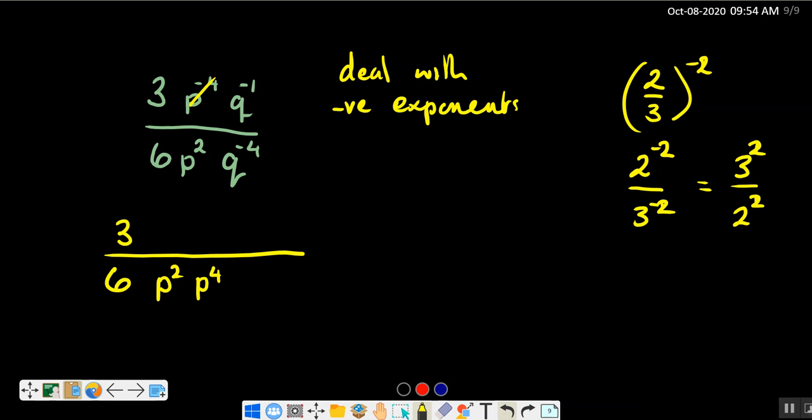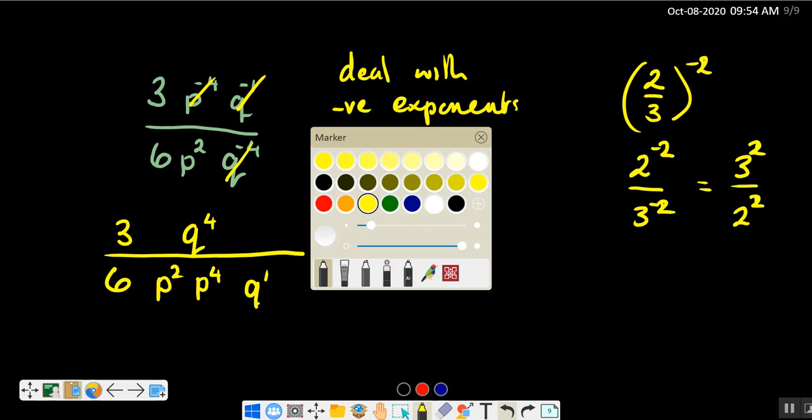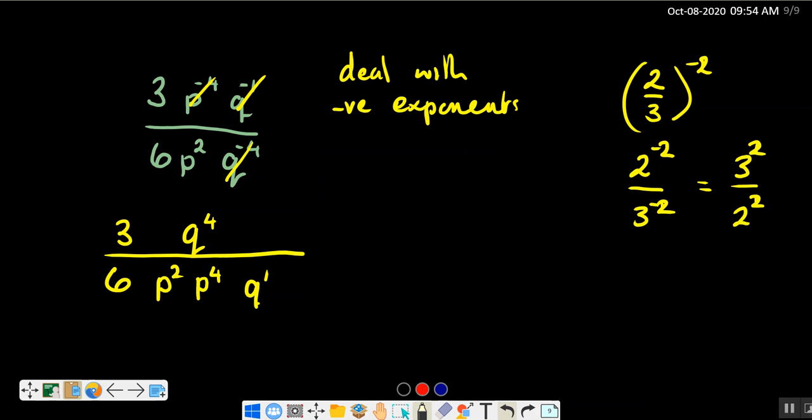So I've dealt with that one. What about the q to the power of negative 1? That goes down here. That's dealt with that one. What about the q to the negative 4 under here? That goes up. So I can put the q to the power of 4 up there. So I have dealt with these 3 negatives and they become positives but on the other side of the line. Make sense?